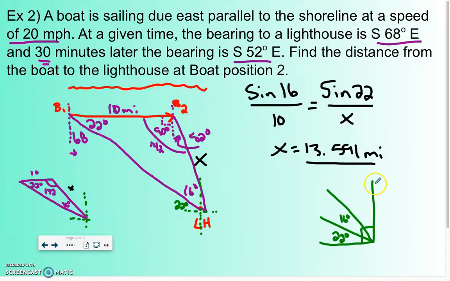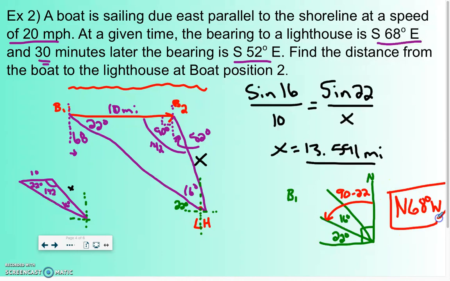So now that allows me to say, if I want to get to boat 1, which is up here, the angle measure at which it would turn would be north, this whole value, and we know this is going to be 90 minus the 22. So 90 minus the 22 is north 68 degrees to the west. This would be the coordinates or the bearing you would give from the lighthouse to get to boat 1.